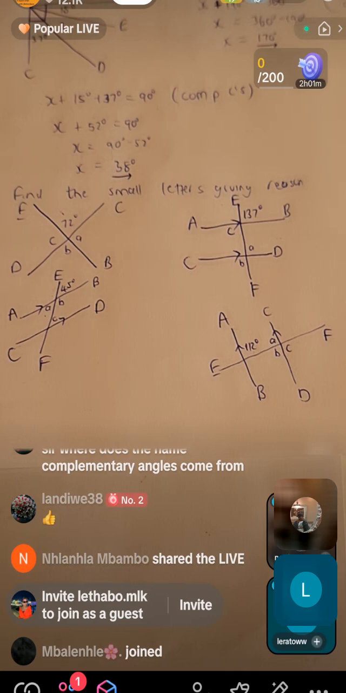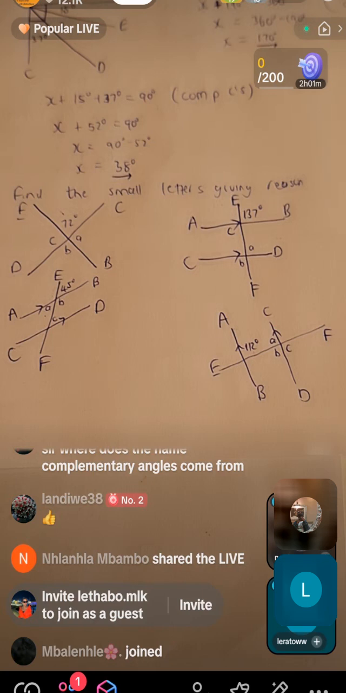Right. Then, as we conclude, the very last one: B is equal to 112 degrees. My reason is alternating angles, and then AB is parallel to CD. Nice. Then A plus 112 is equal to 180. My reason is co-interior angles. So A is equal to 180 minus 112. Then the final answer is A is equal to 68 degrees.